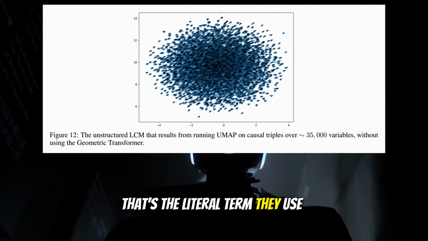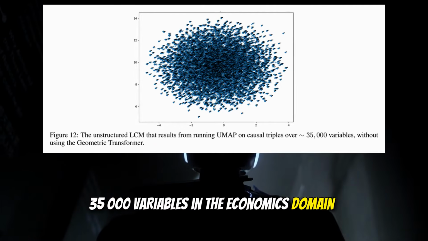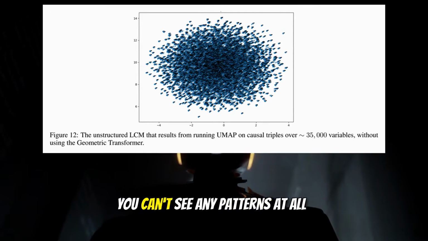That's the literal term they use. 35,000 variables in the economics domain. And it's just an unstructured mess. You can't see any patterns at all.